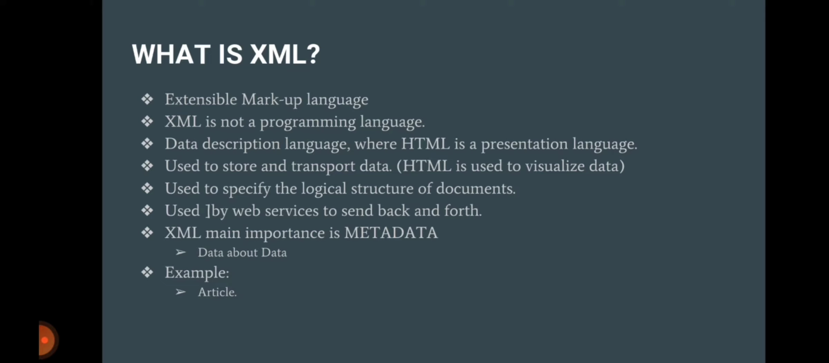This is not a programming language. It is a data description language. This is used to store and transport data. This is used to specify the logical structure of documents. This is understood both by humans and machines. The main importance of XML is metadata, that is, data about data. An example of XML is an article.